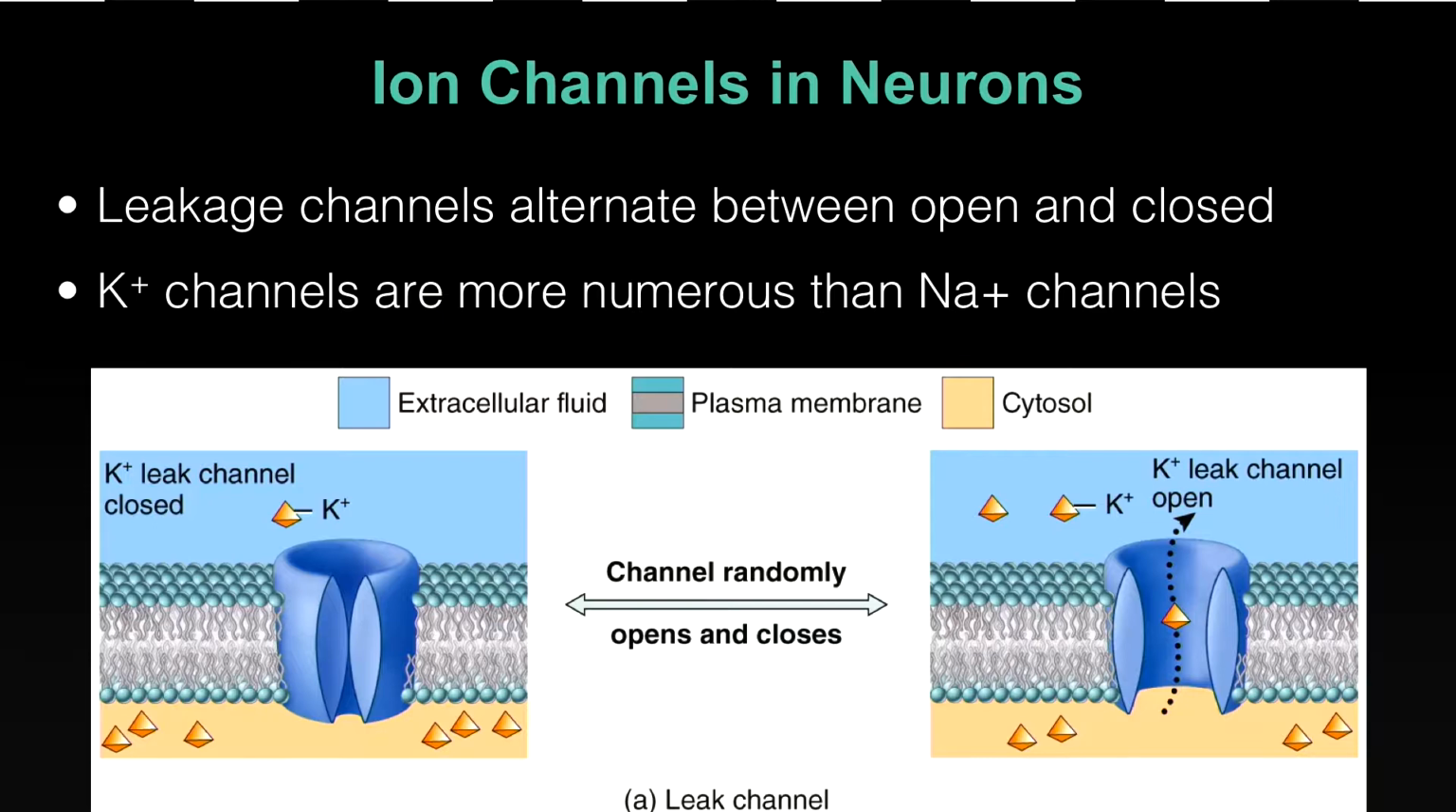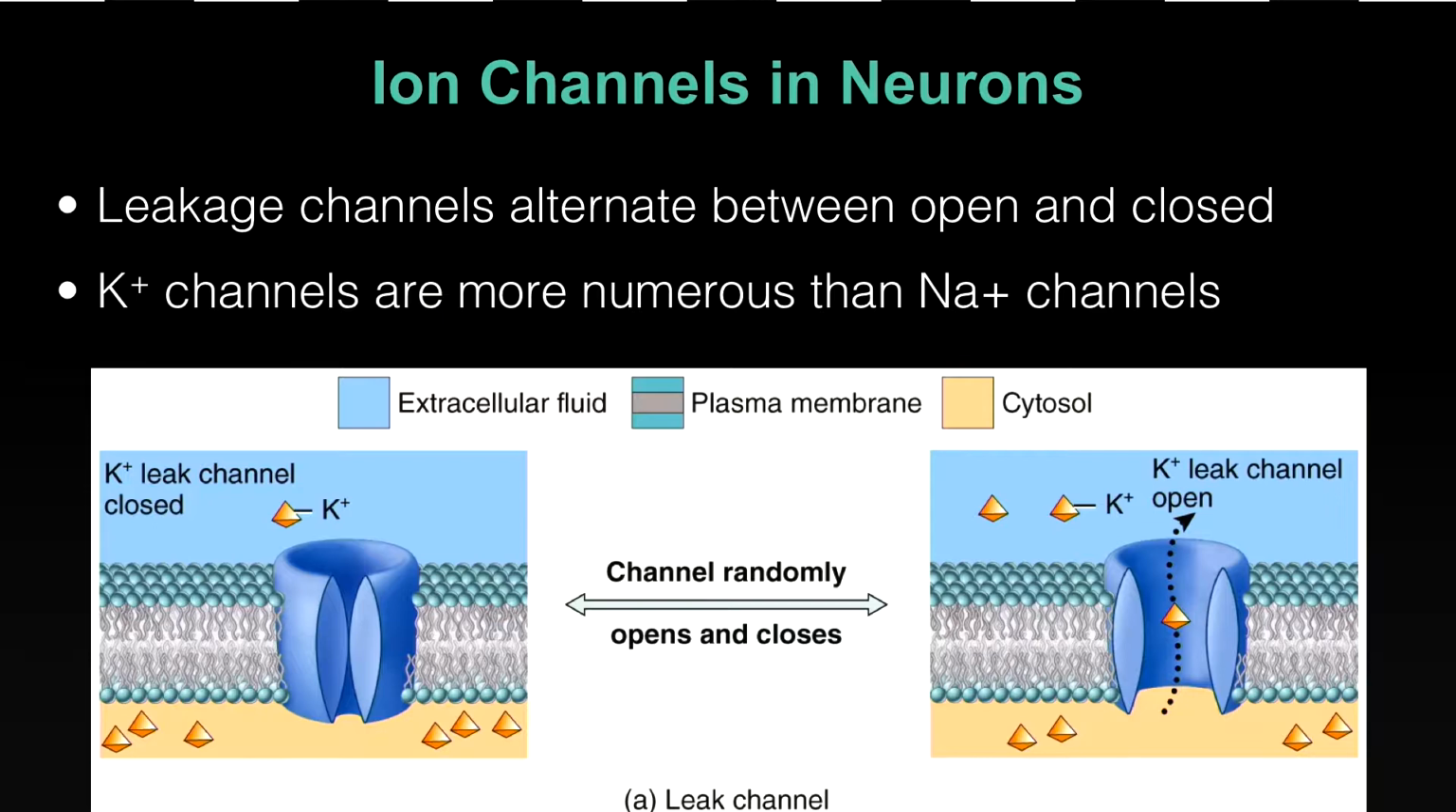So this leak channel typifies that idea. You see potassium leaving. There are leak channels for sodium as well. And a leak channel for sodium would allow it to leak in. They would move in the opposite direction. More sodium outside than in. It so happens that there are more potassium leak channels than sodium leak channels. And that's one important factor in creating membrane potential.